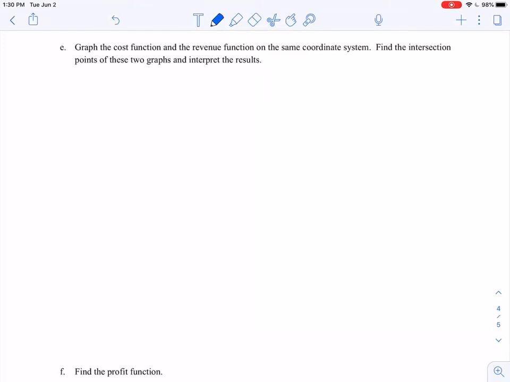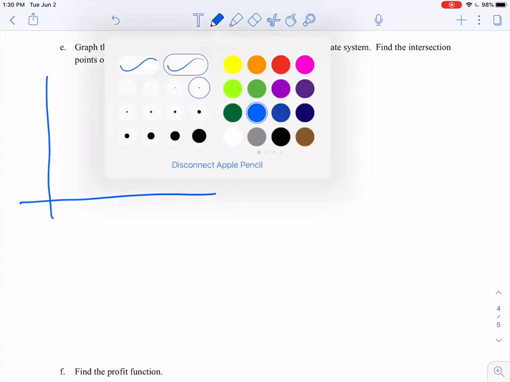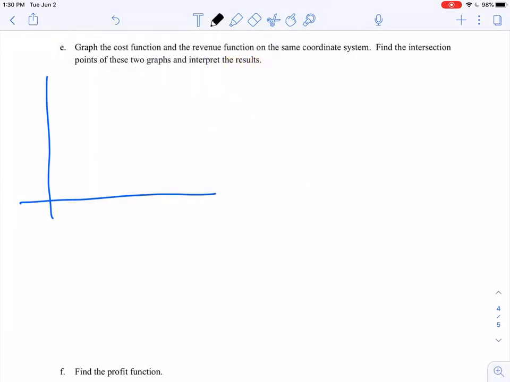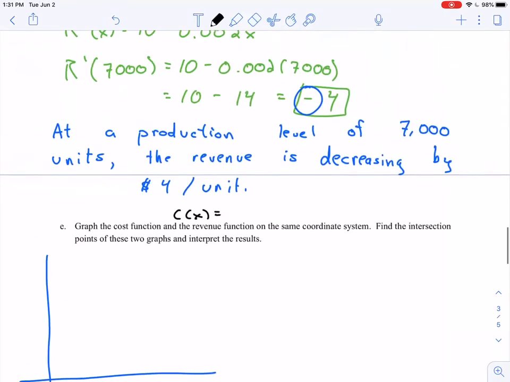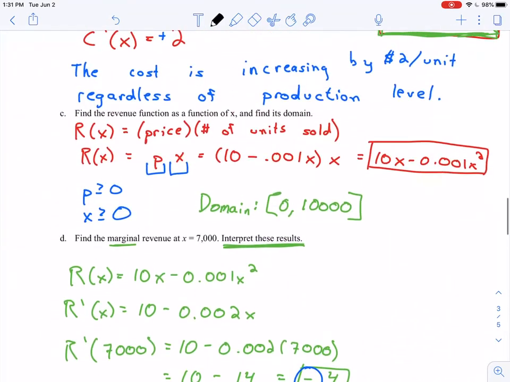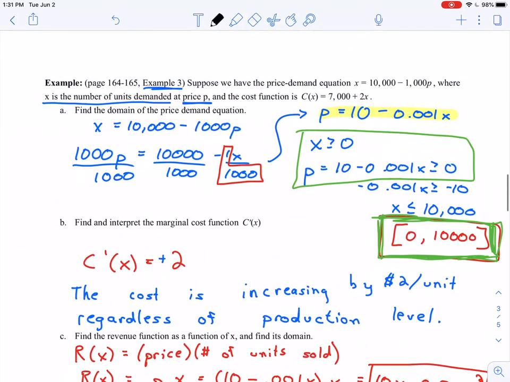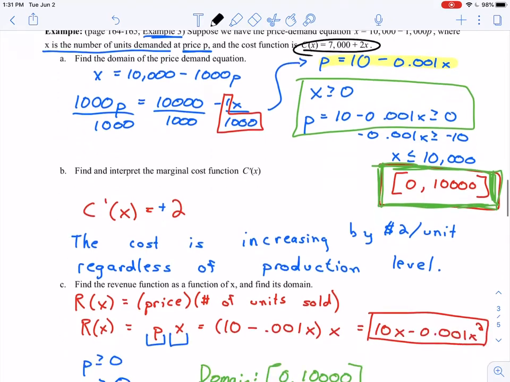So what I want to do here is get a rough sketch. This does not need to be particularly detailed. I really just want an idea of what these two graphs look like. I'm going to start with my cost function, because it's going to be easier to look at. My cost function, C of x, I believe we said 7,000 plus 2x, but let me double check. Yeah, 7,000 plus 2x here.